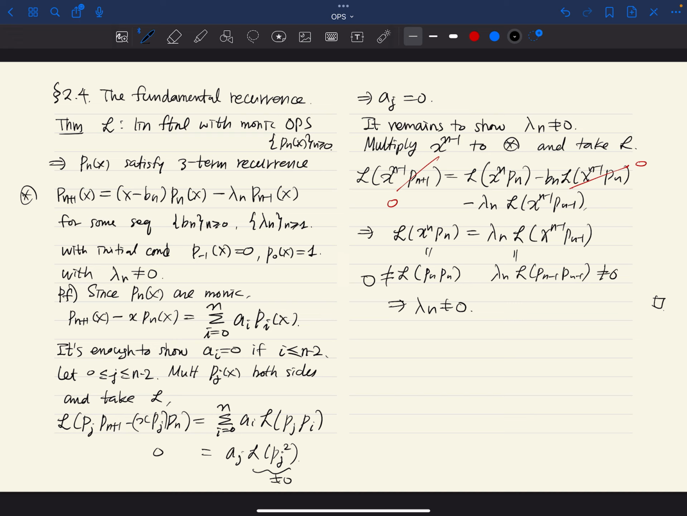Okay, everything fine? All right, and we will now find some formulas for the b's and lambdas. So let me do this in the next page. I'm going to use the same notation, so let me copy this.